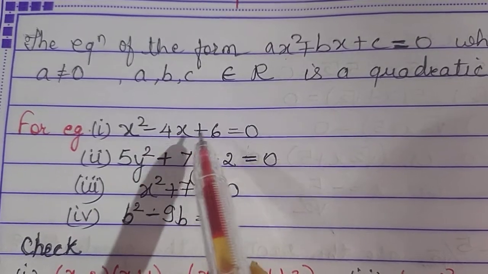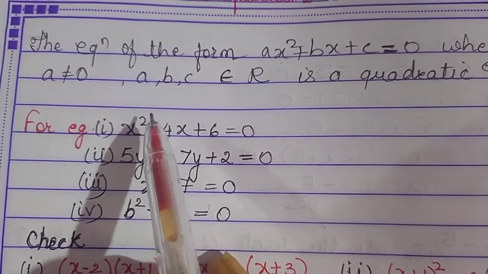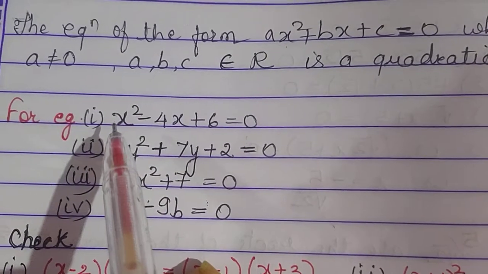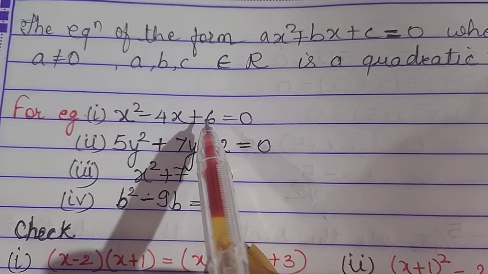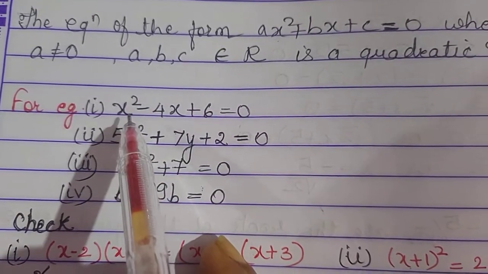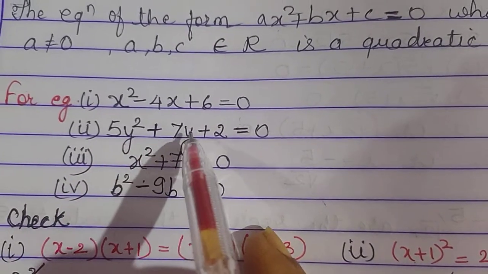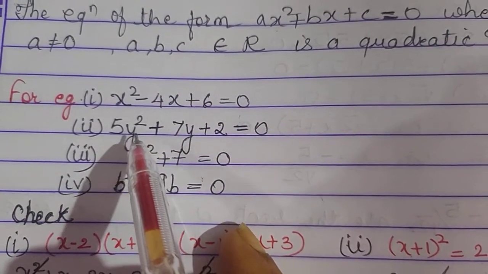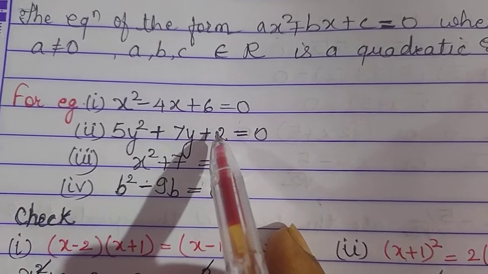x² − 4x + 6 = 0. The variable is x. The degree is 2 and the values of a, b, c are: a is 1, b is −4 and c is 6. The second equation, 5y² + 7y + 2 = 0. The variable is y and the values of a, b, c are 5, 7 and 2.